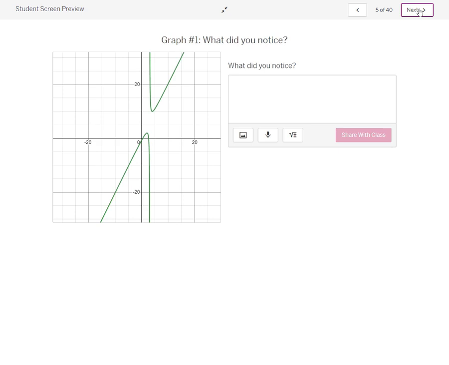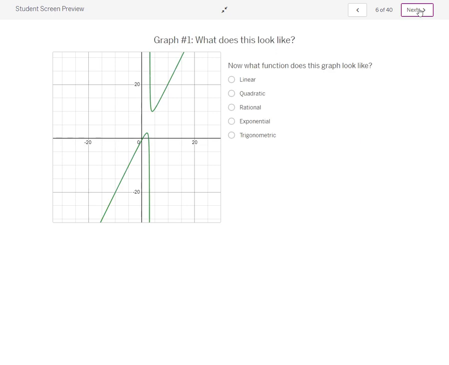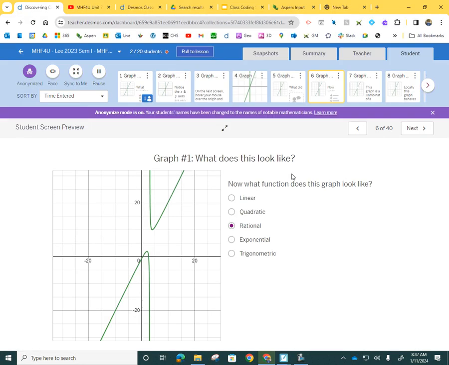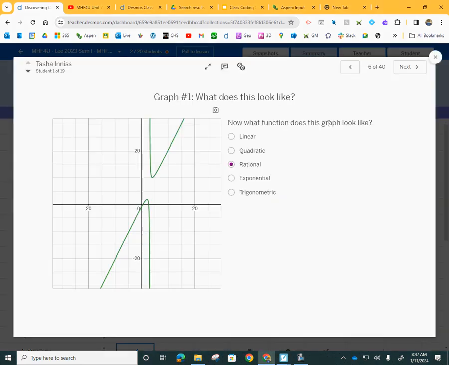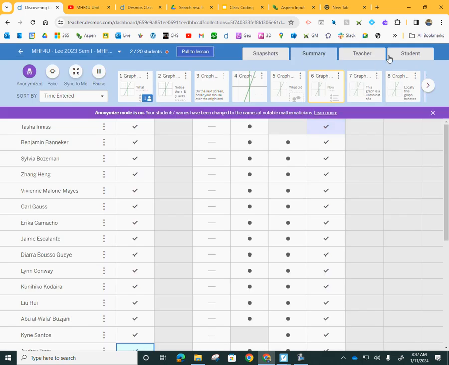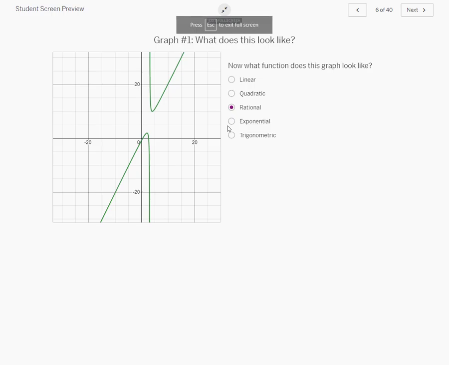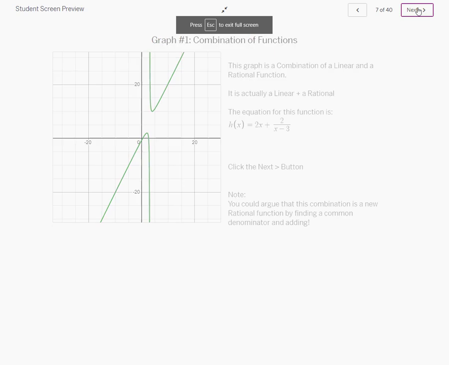Now, we kind of graphed things like this before. It might look like some of the rational functions that we graphed before, but it's definitely different than what we expected when we looked from afar. So now it kind of looks like maybe rational. Is that what people said? Yeah, it looks like a rational function.